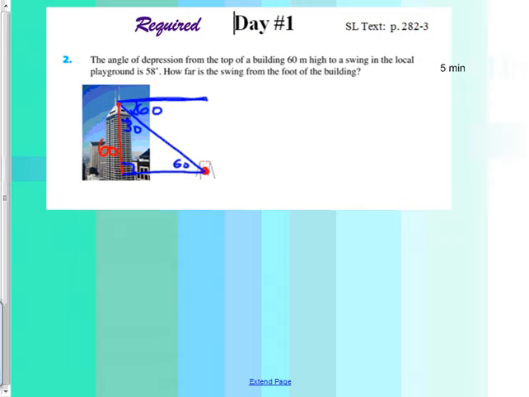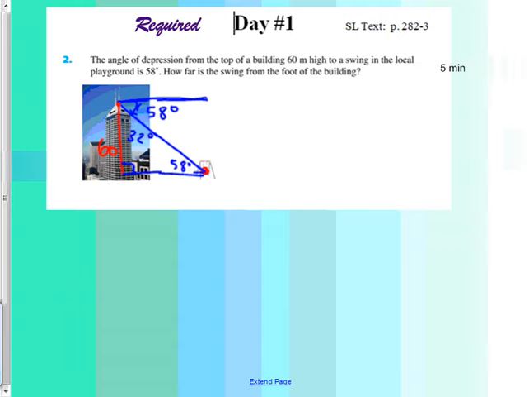Uh-oh, sorry, 58. Oh, sorry, not 60. I saw the 60 meters and it messed me up. 58 here. Sorry, that makes it, what is this then? 32. And that makes this 58.